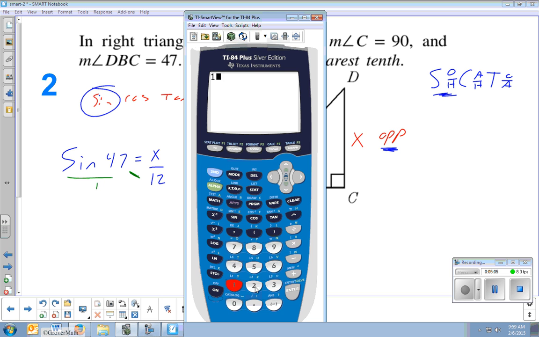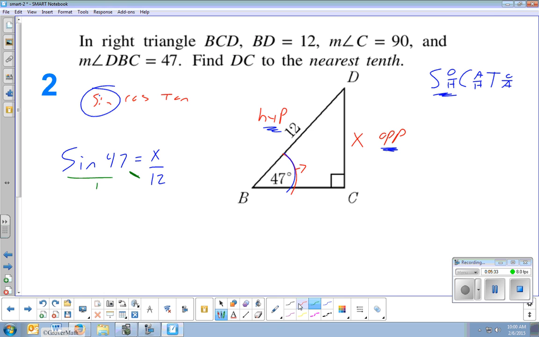It's important that you do 12 times sine 47, and not the other way around, because I'm not actually multiplying 47 and 12. I'm multiplying sine 47 and 12. So if you do 12 times sine 47, you're going to get the right answer. But if you did, say, sine 47 times 12, it's going to give you something really weird. So make sure you always treat the function and the angle, the sine 47, as one piece, and it's 12 times that.